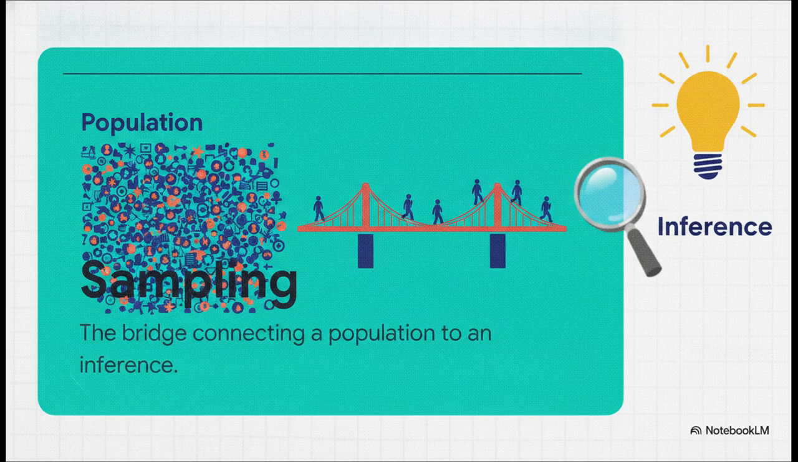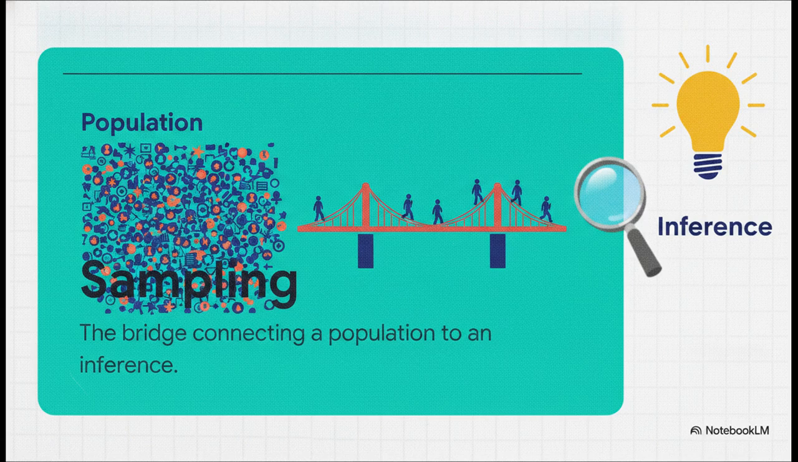On one side, you have your entire population. On the other side, you have your inference, which is the mathematically sound conclusion you want to make about that population. Sampling is what connects them. By carefully selecting a manageable, representative subgroup, researchers can study them and walk across that bridge to make a scientifically sound inference about the whole.